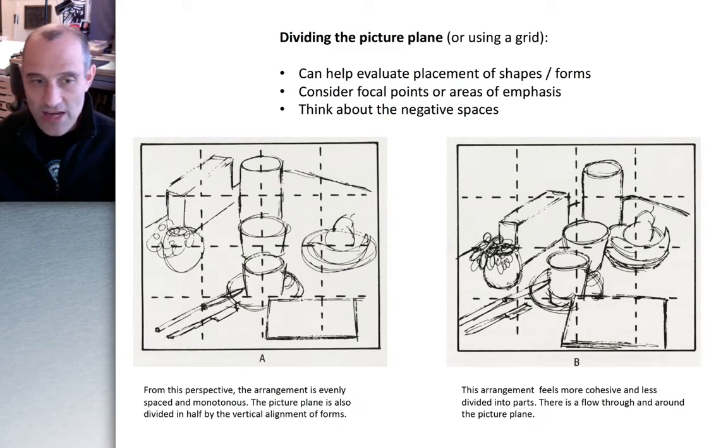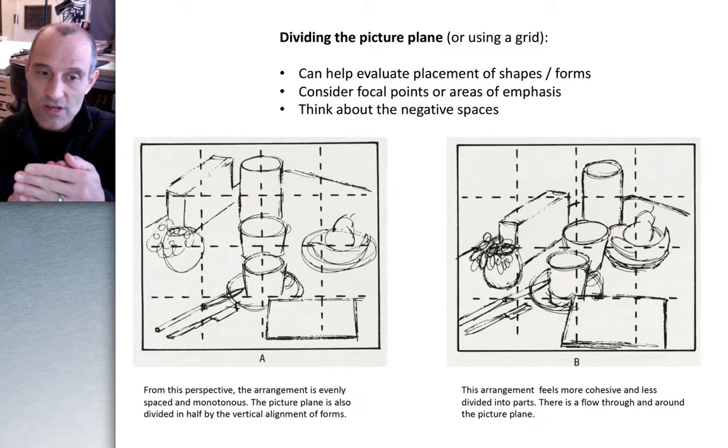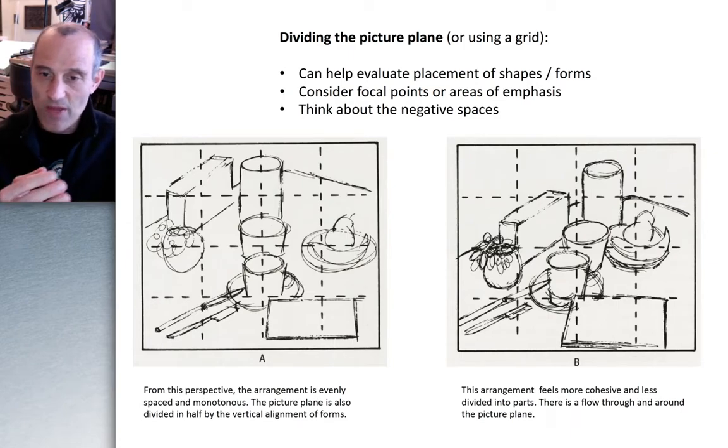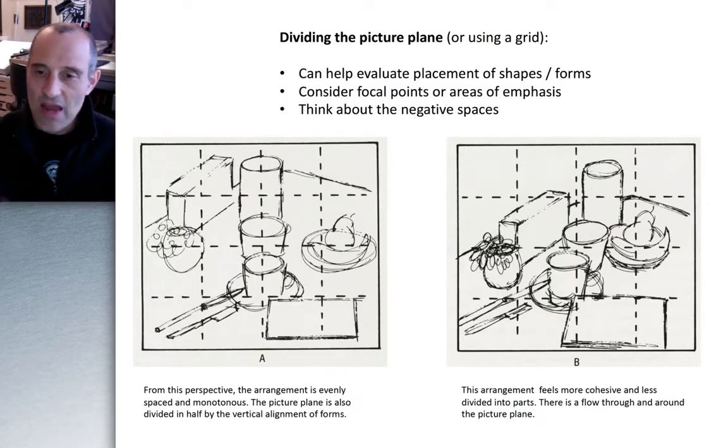Comparing that to the right, just a subtle shift where now instead of having a vertical line, we have a diagonal line, and we have more overlapping of forms so that the plate on the right is overlapped a bit, the box on the left is overlapped a bit.